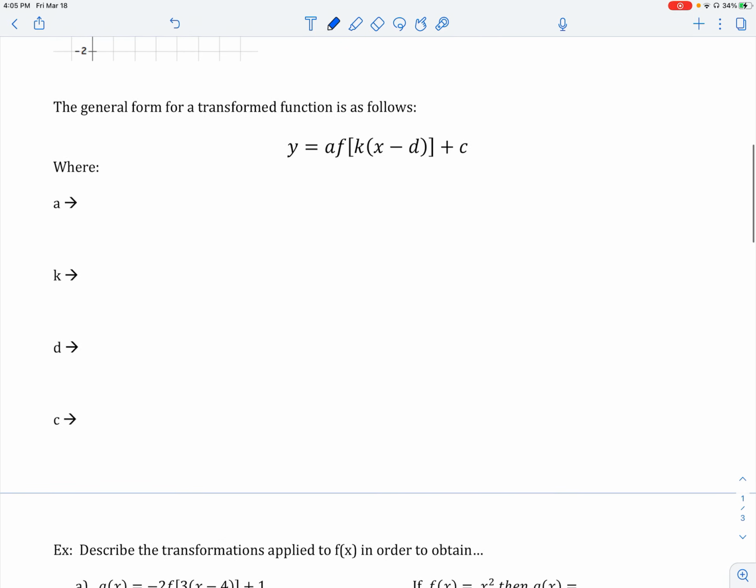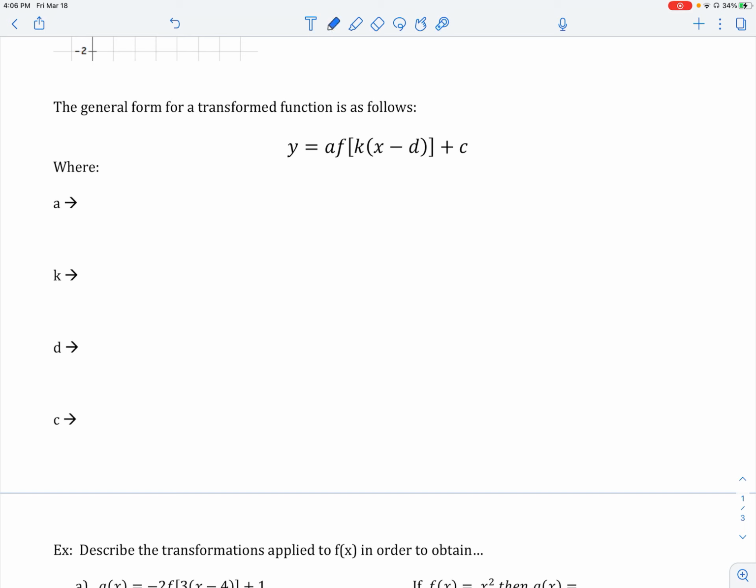Okay, so here is our general form for a transformed function. It's always going to look something like this, where f is just some base function. So here are all the different transformations: a, k, d, and c. What I've done here is I've just written them out. We're just going to summarize all the different rules. So all you have to do is take this and compare it to all the other equations later, and you'll know exactly what to do to get the transformed function or graph.